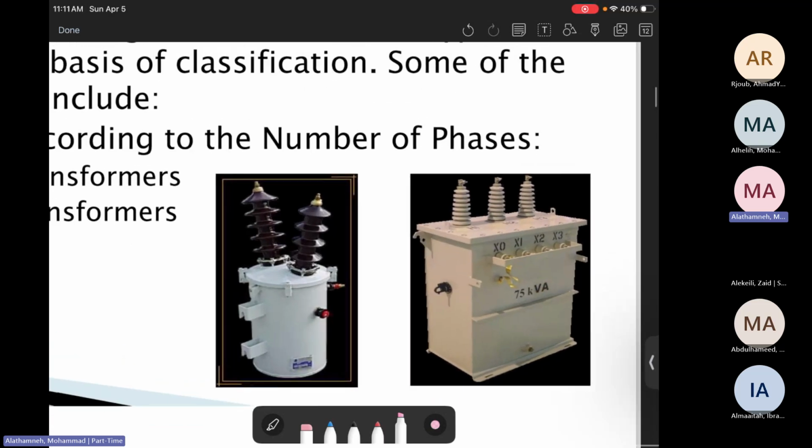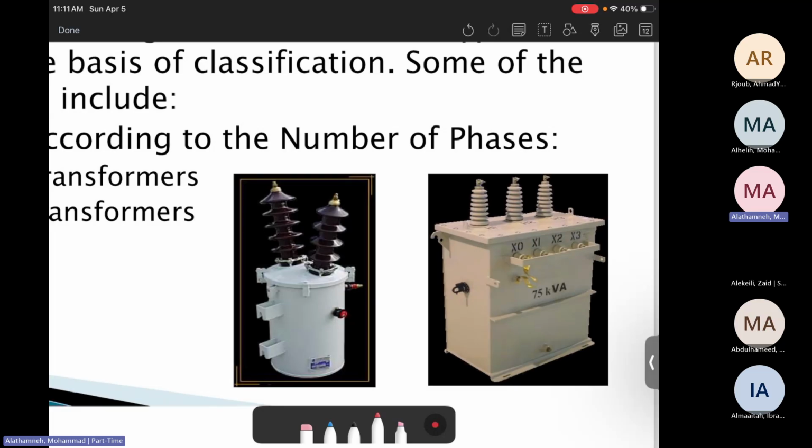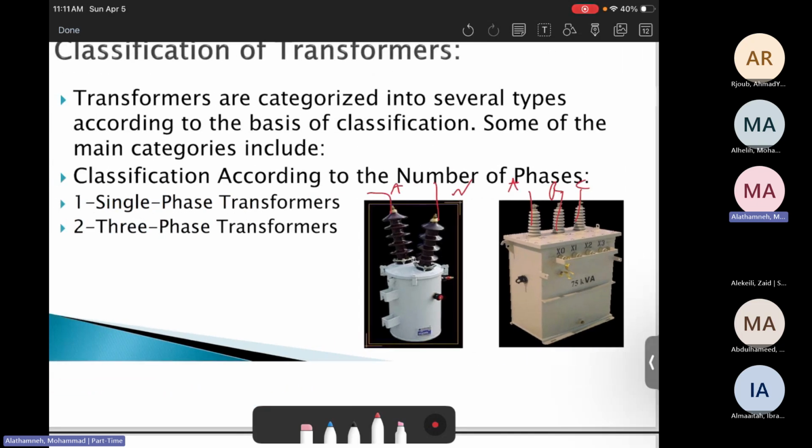So here is an example of the three phase transformer with no neutral: 1, 2, 3, phase A, phase B, phase C. While the next one here, this is phase A and there is a neutral. So this is called the single phase. This one is a single phase, while the other one is a three phase transformer.